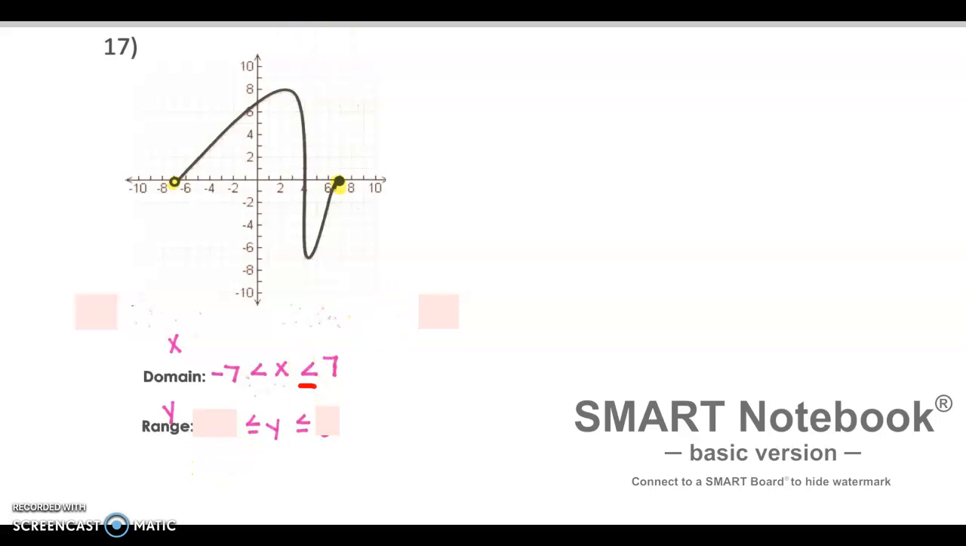All right, when we're doing the range, we want to look at our y values. We want to find our smallest y value, which looks to be negative 7, and our biggest y value, which looks to be 8. Now, both of those points are on the curve, which means they are included in the range. So when we go to write this in inequality notation, we're going to say negative 7 is less than or equal to y, because we're talking about the range, is less than or equal to 8. So all of the outputs, or all of the possible y values for this graph, fall between negative 7 and 8.